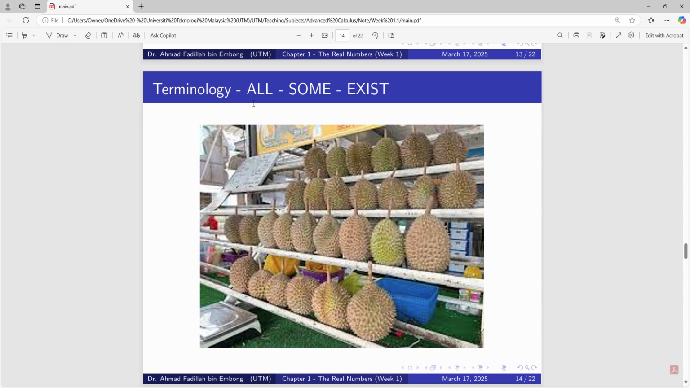Okay, so let us consider the terminology from the picture here. Let's say that I ask you to take all the durians. So let's count first. How many do we have? 6.